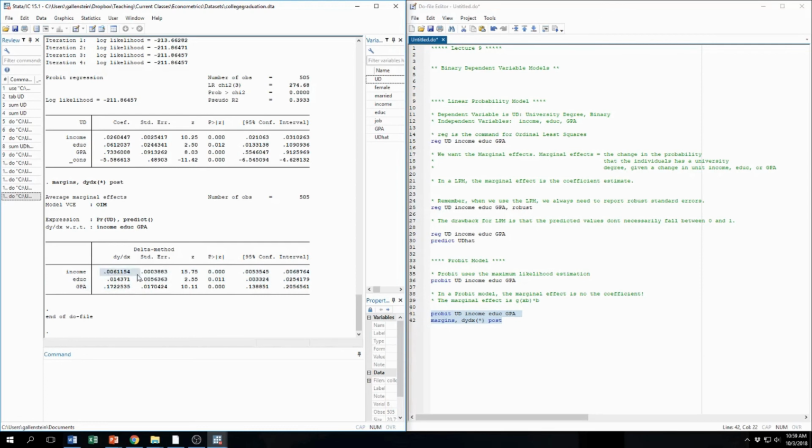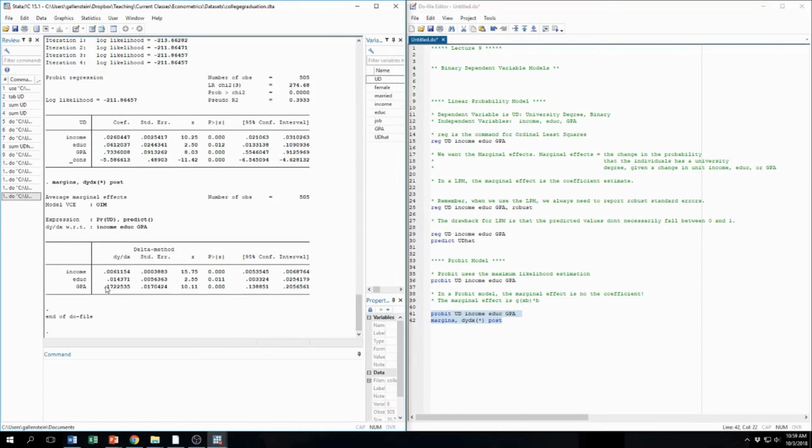So this is how I'd interpret this. I'd say that an increase of $1,000 in a student's parents' income will increase the probability that the student will get a university degree by 0.6%. And an increase of 1 year in the average education of a student's parents will increase the probability that they get a university degree by 1.4%.